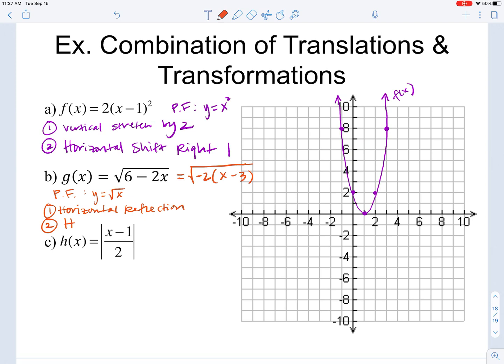That 2 indicates horizontal compression by 1/2, or horizontal shrink by 1/2. And then the minus 3 is a horizontal shift to the right 3.